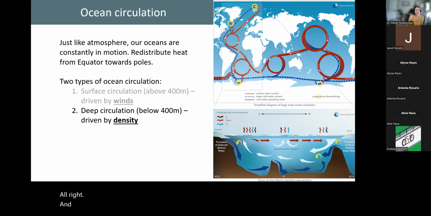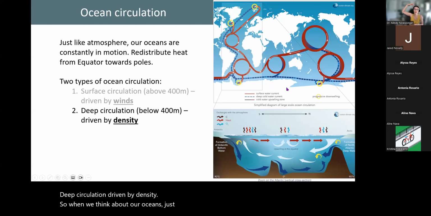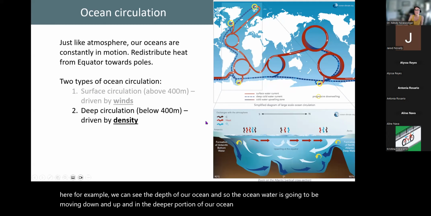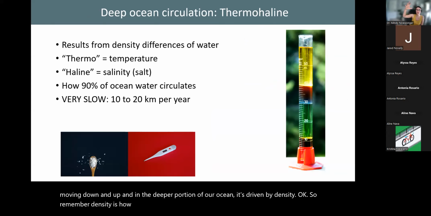And so the next thing we have is the deep circulation. Okay, so we talked about our surface driven by the atmosphere. Now what's happening beneath the surface is the deep circulation driven by density. Okay, so when we think about our oceans, just like our atmosphere, they're three-dimensional. So here, for example, we can see the depth of our ocean. And so the water is going to be moving down and up. And in the deeper portion of our ocean, it's driven by density. Okay, so remember, density is how much something either floats or sinks.